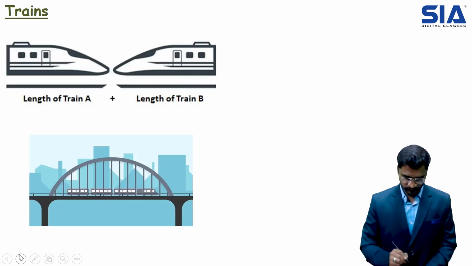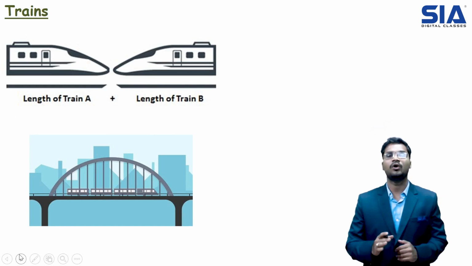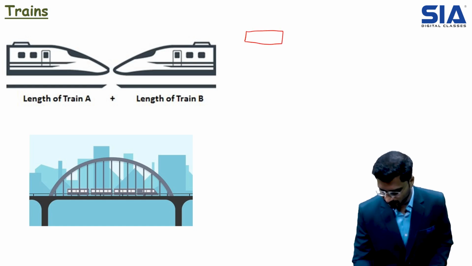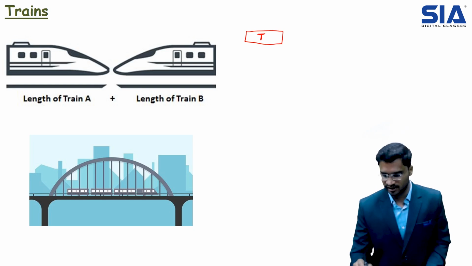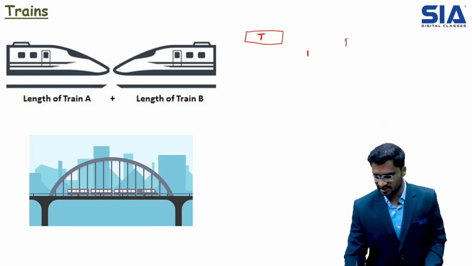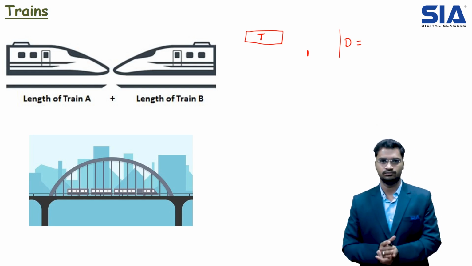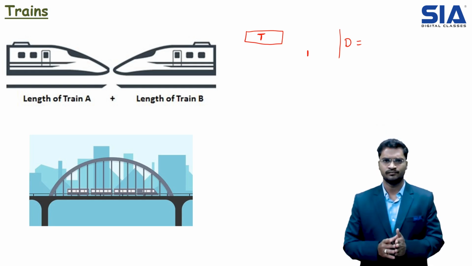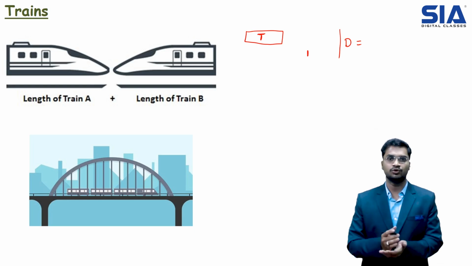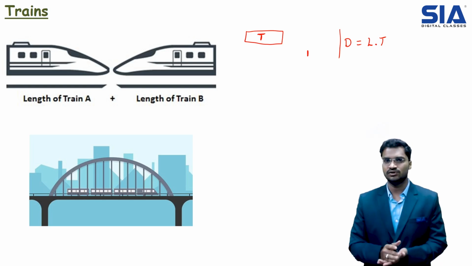Now coming to the next concept, which is trains and bridges. In this topic you have to know what distance is being covered. When a train of length l is crossing a pole, how much distance should it cover? To cross that particular pole, it should cover the distance of the train itself. So here the distance will be the length of the train.